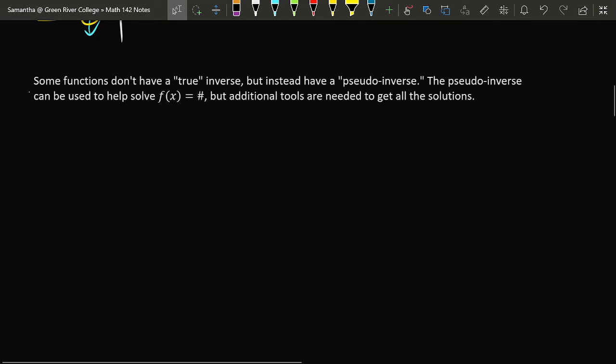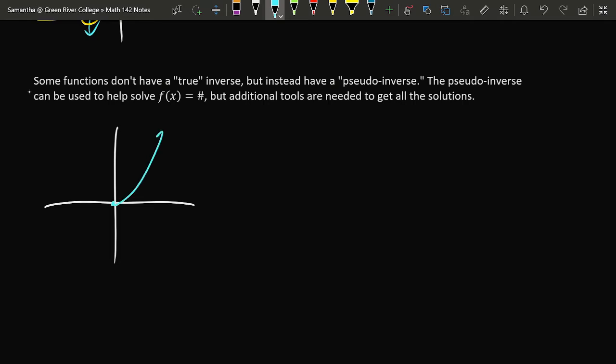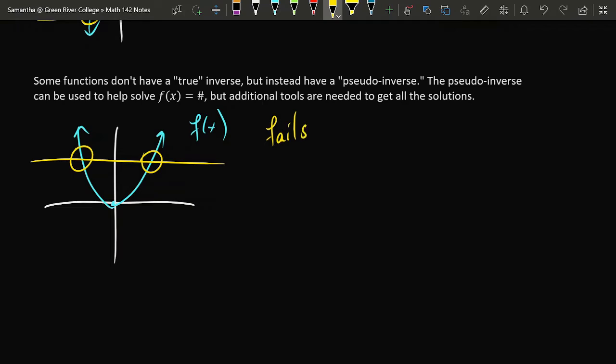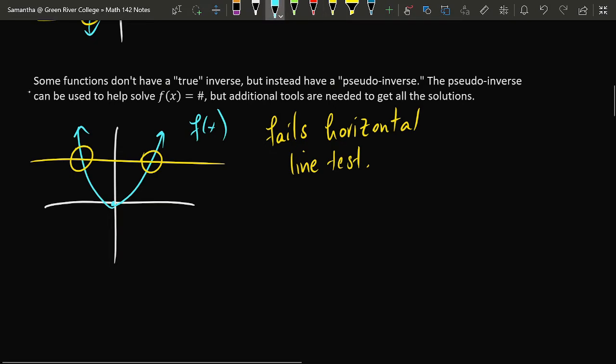Let's look at a function that would not have a true inverse. For example, f of x equals x squared. In this case, if I drew a horizontal line, such a line passes through the graph in more than one location. So f of x fails the horizontal line test. As a result, this function does not have a true inverse.